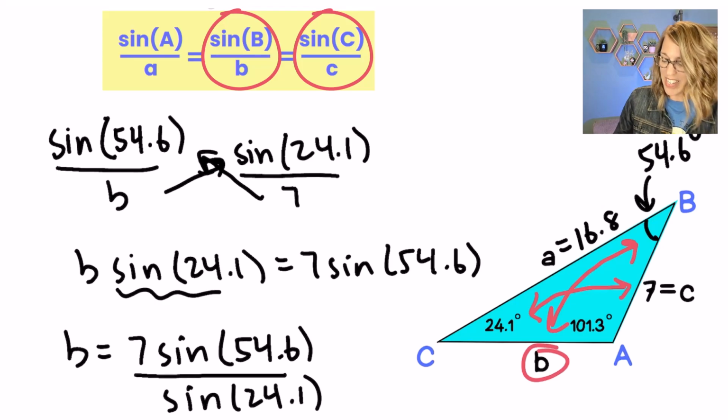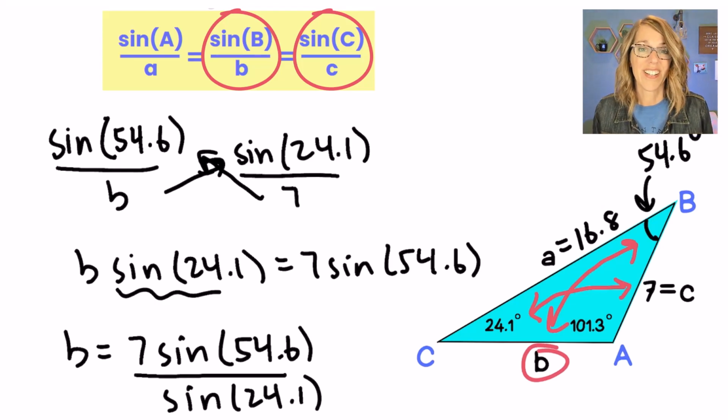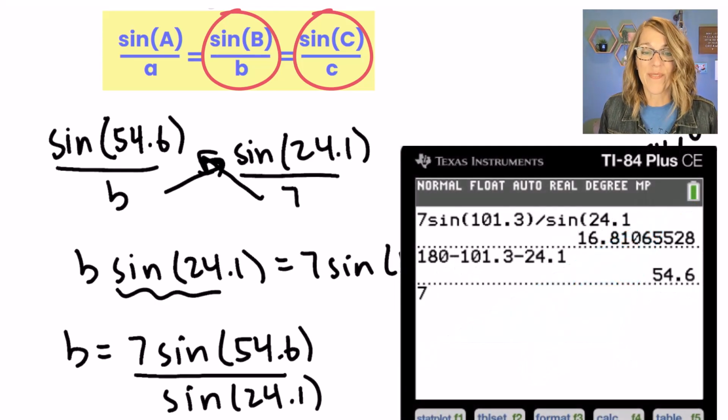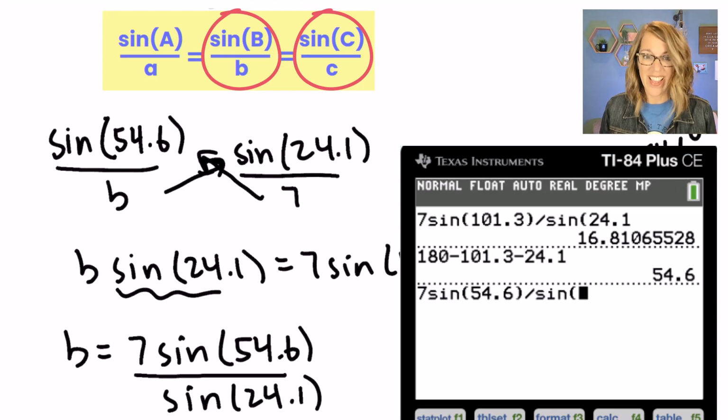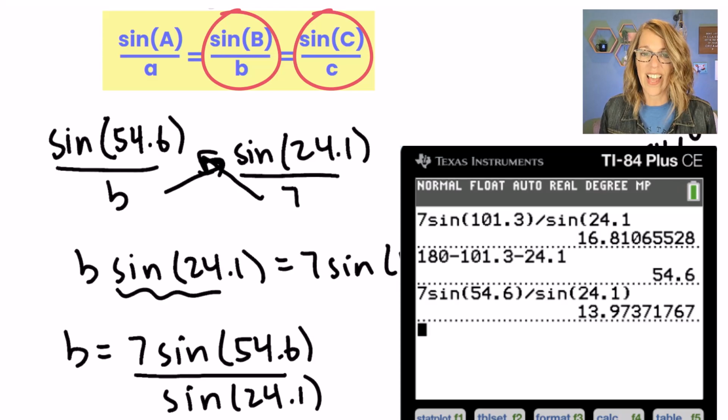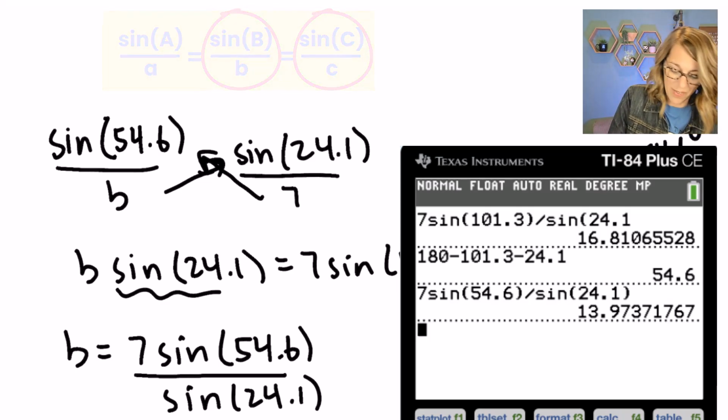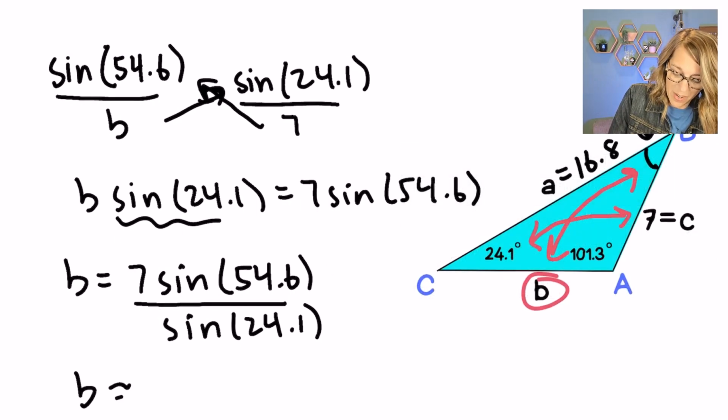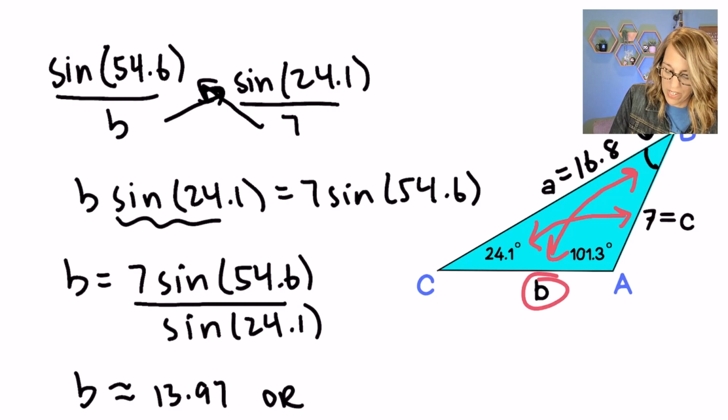Let's put this right into our calculator. Again, I'm in degrees, so I'm ready. I can just do 7 times the sine of 54.6 divided by the sine of 24.1, and this is going to give us that last missing side. I get 13.97. You could round that to one decimal place and call that 14.0. So B is about 13.97, or to one decimal place, 14.0.